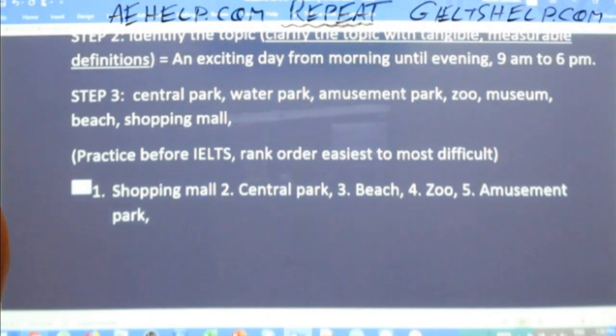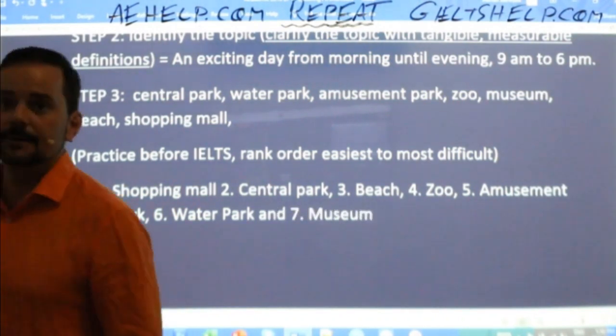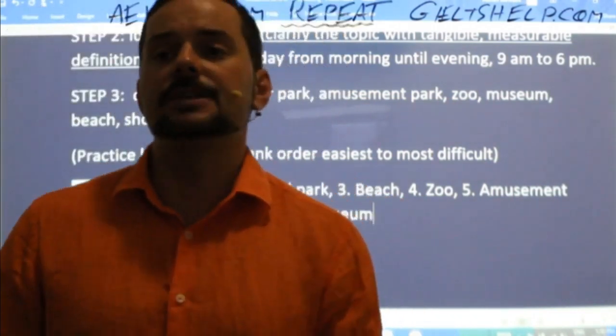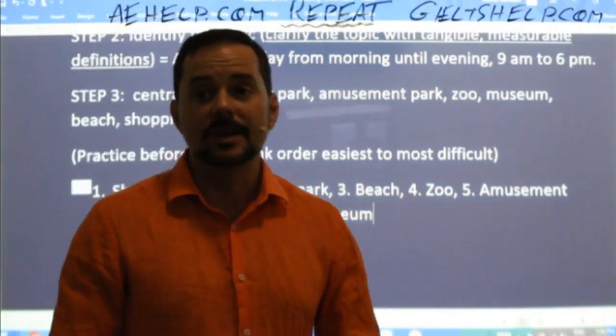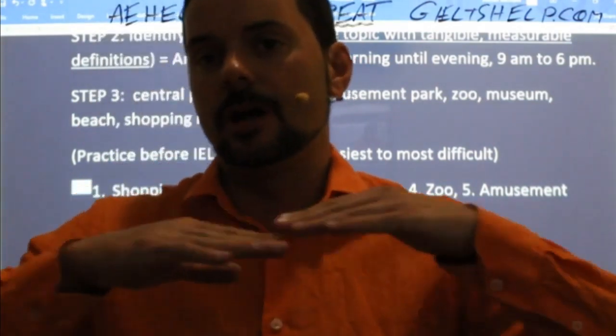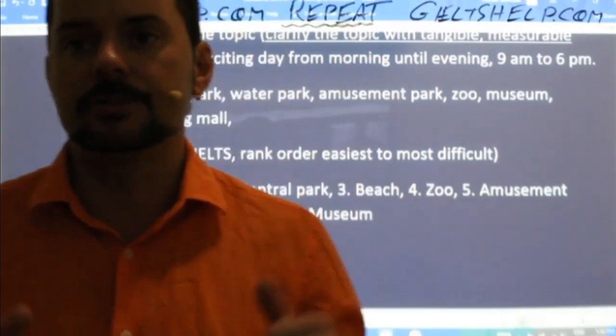Then my 6th one would be water park. And then my last one would be the museum from this list. Okay, and I'll explain why. Yeah, Alvina says maybe it depends on everybody's vocabulary. Absolutely, Alvina. That is basically your foundation here, your starting point.